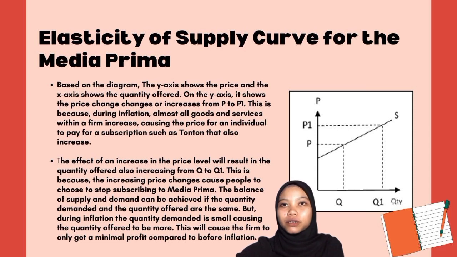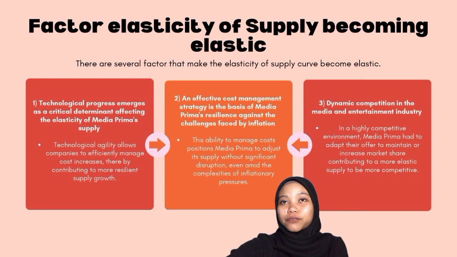The balance of supply and demand can be achieved if the quantity demanded and the quantity offered are the same. But during inflation, the quantity demanded is small, causing the quantity offered to be more. This will cause the firm to only get a minimal profit compared to before. Next, factors making elasticity of supply become elastic.